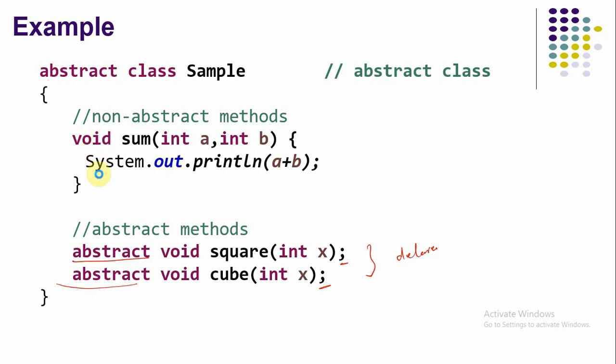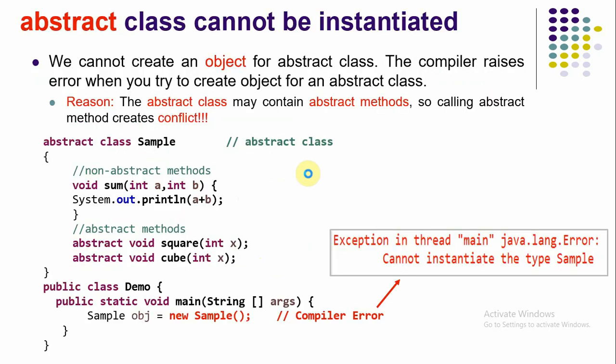Non-abstract method means fully implemented class. For example, void sum, we have written the logic how to add these two numbers. The logic is written, but here the logic is not written. How to calculate the square is not written, and how to calculate the cube is not written. So that is a difference between abstract method and non-abstract method. So this is the structure of abstract class.